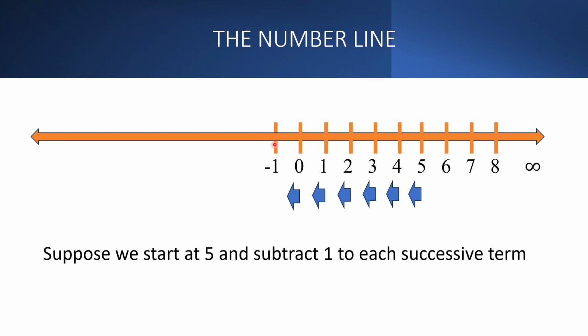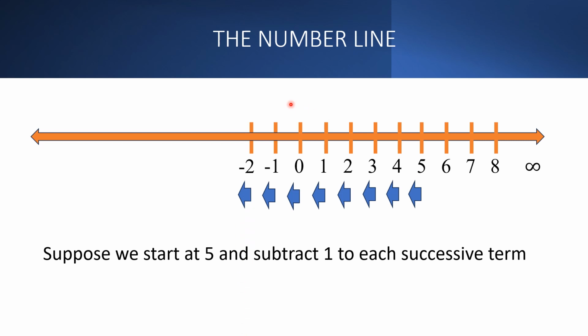And notice that negative 1 is the mirror image of 1. We then proceed to subtract 1 from negative 1. What do you think we get? We get negative 2. And negative 2 is smaller than negative 1. And look at negative 2. It's exactly the mirror image of positive 2 on the number line.